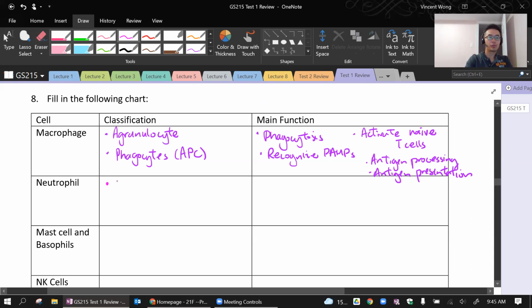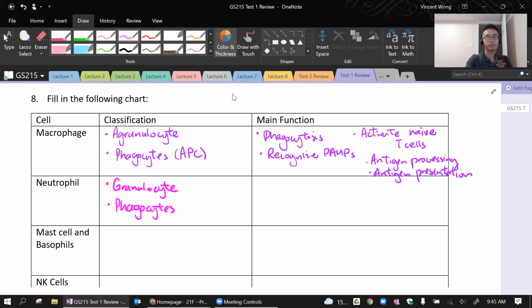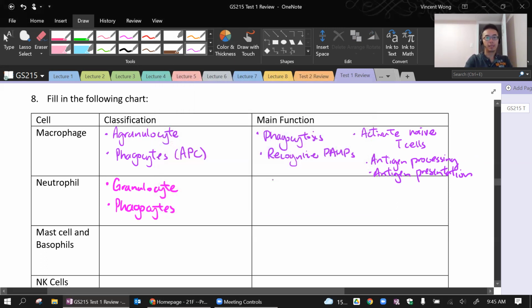Neutrophils. Neutrophil is a granulocyte. You can see their granules clearly. And they are also phagocytes. Main function is just phagocytosis. Okay. Kind of like the first line of defense inside the body when the barriers are breached.